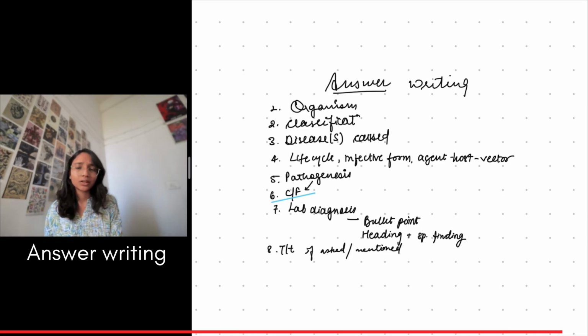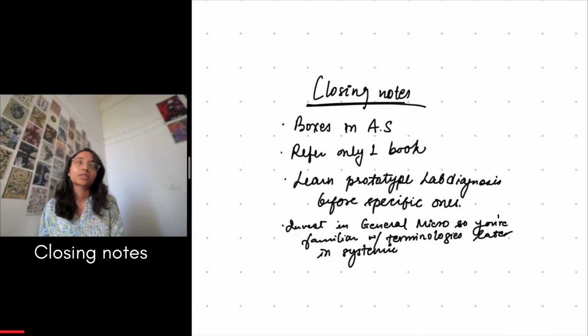And if the treatment is asked or if it is mentioned in the book, you may add it, but it's not a necessity. The boxes in Apurva Shastri are very high yield. They are gold. Again, you don't need to refer to any other book like you did in first year. Just refer to one book throughout your year. You'll be fine.